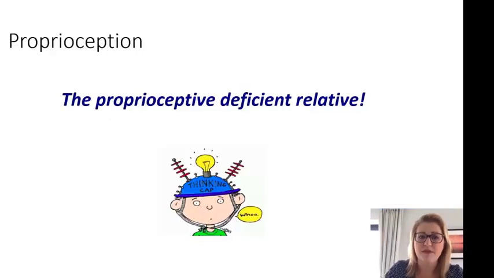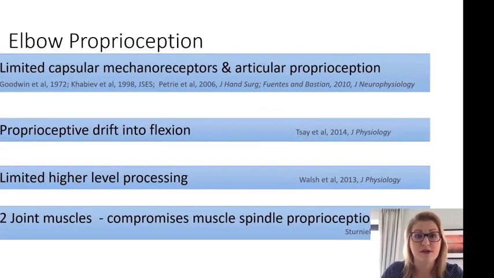Well, we need to remember that the elbow is the proprioceptive deficient relative. We have limited capsular mechanoreceptors or articular proprioception. They proprioceptively drift into flexion. We have limited higher level processing, and we rely on the muscle spindles from two joint muscles.